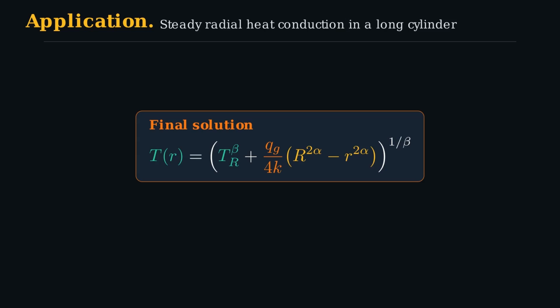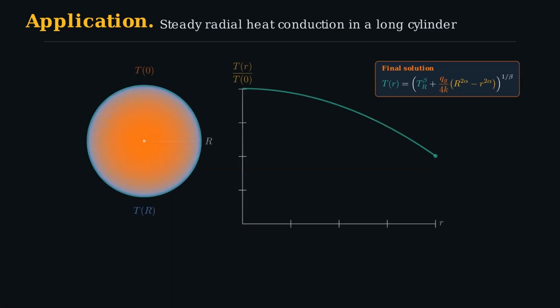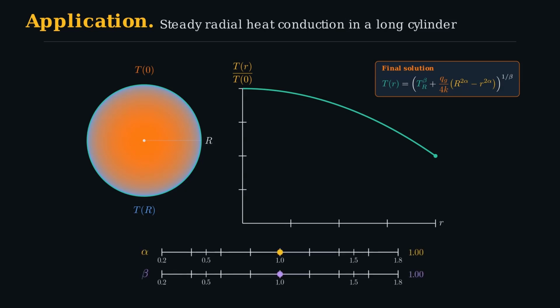The final formula can also be visualized. On the left, the color profile represents the temperature inside the cross-section of the cylinder. On the right, the graph shows the normalized temperature from the center to the outer boundary. The sliders control the parameters alpha and beta. As these parameters change, the shape of the temperature profile also changes. Alpha modifies the radial scale, while beta modifies the nonlinear temperature response. This shows how the fractal model changes the distribution of heat inside the cylinder.